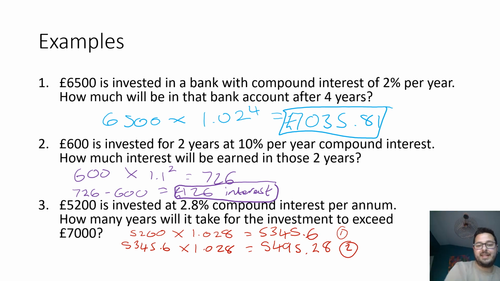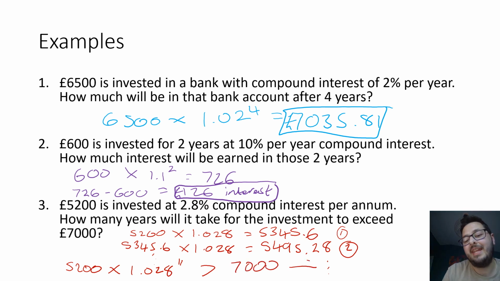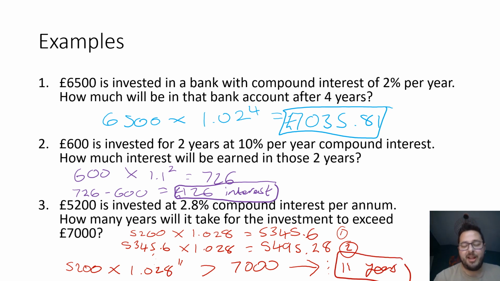So let's just write that down. So I'll do a few dots. That doesn't look very good, but so we'll just write 5,200 times 1.028 to the power of 11 is more than 7,000. So it's going to take 11 years. Okay, so I've not really written that as well as I would have liked, but I kind of ran out of space. So there I've just used a more than symbol there.